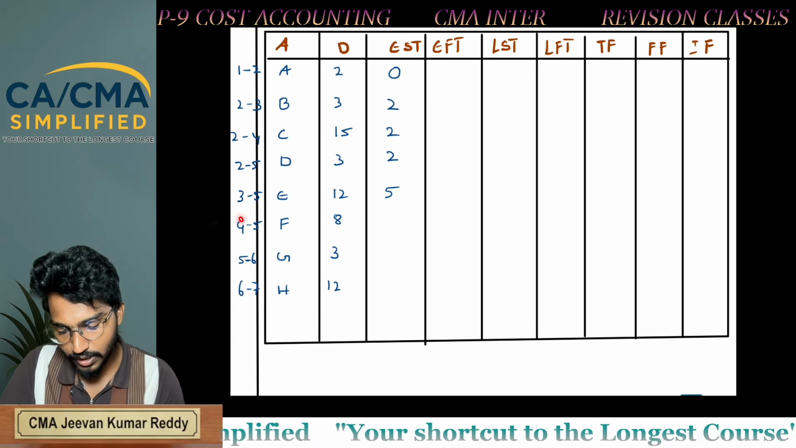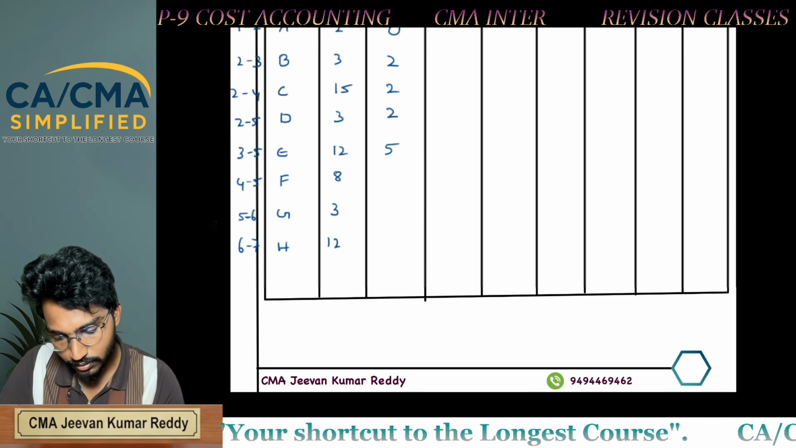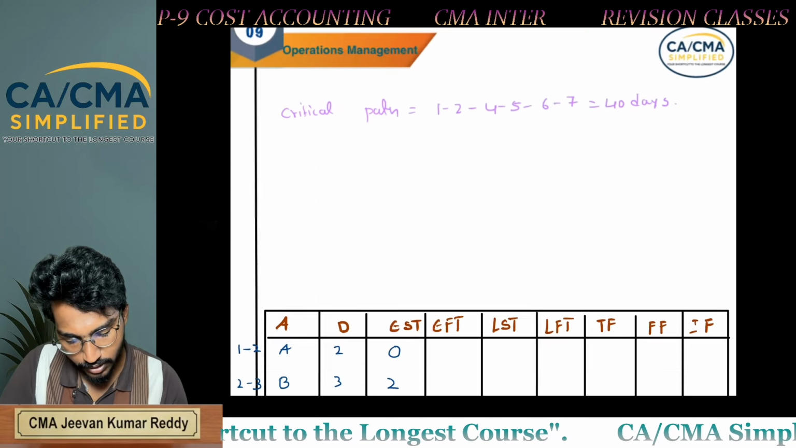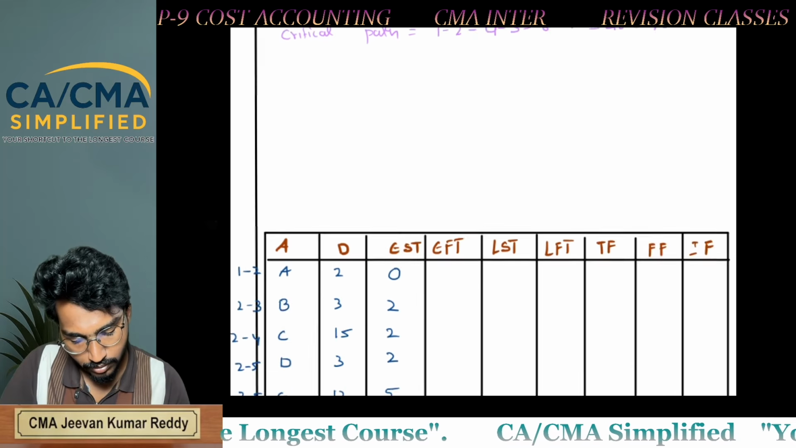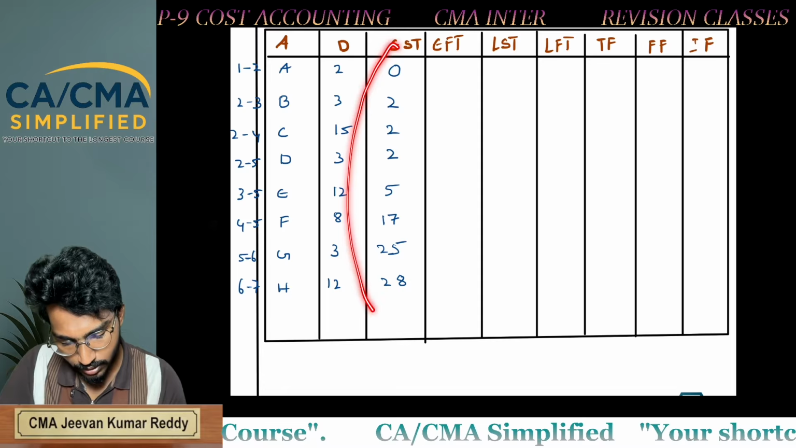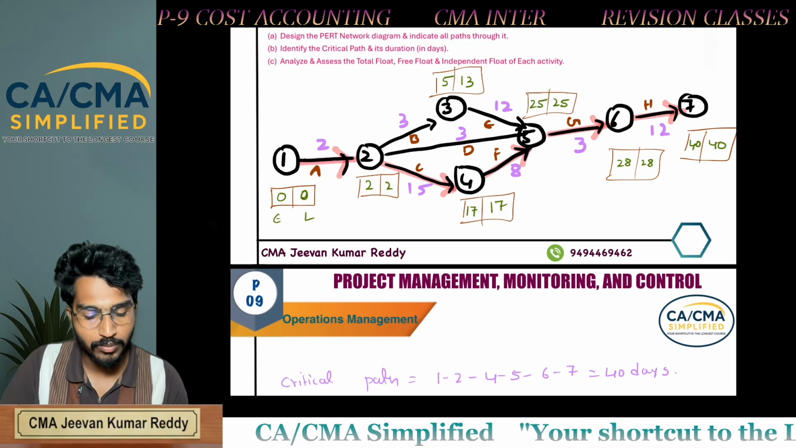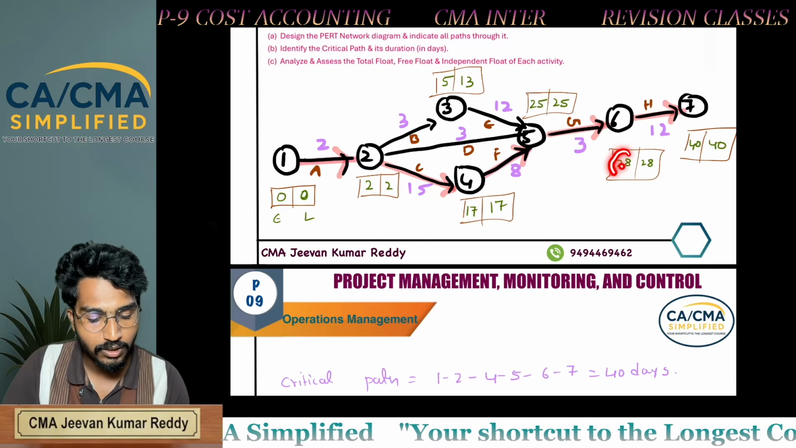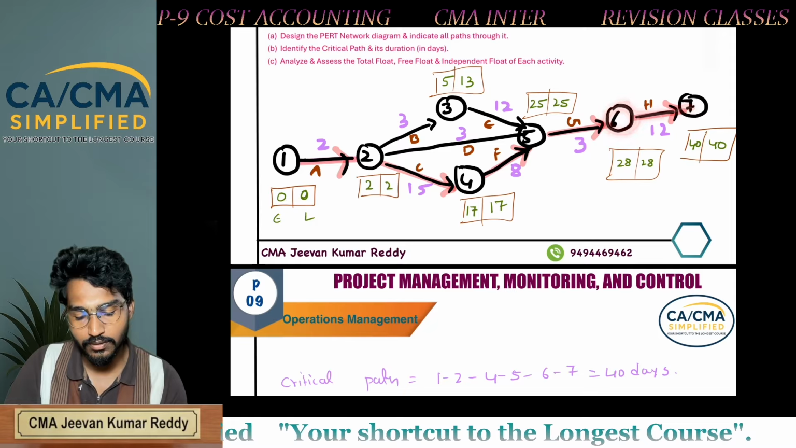Next, for F, what is the tail event? 4. For 4, what is E? 17. Next, 5. For 5, what is E? 25. 28. If you see, EST will stop before the last event. That means it is the start event. So EST means starting time. That's why it will stop before the last event.